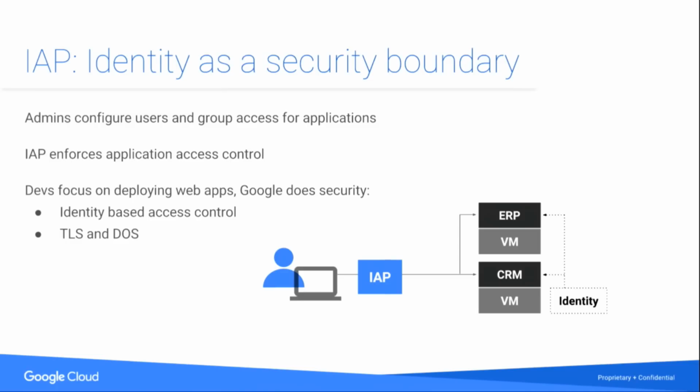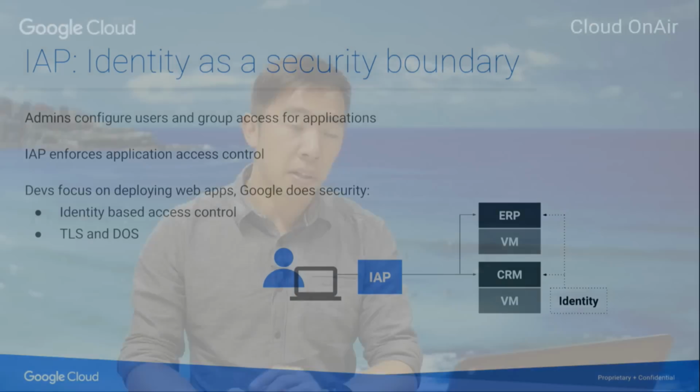And what that does, I guess, is help your developers and free them up to actually focus on building the web apps or deploying the apps without having to think too much about security, because the Identity Aware Proxy takes care of the access control, but also handles TLS termination, as well as brings with it protections against denial of service attacks and other security concerns, which I'll touch on a little bit more.